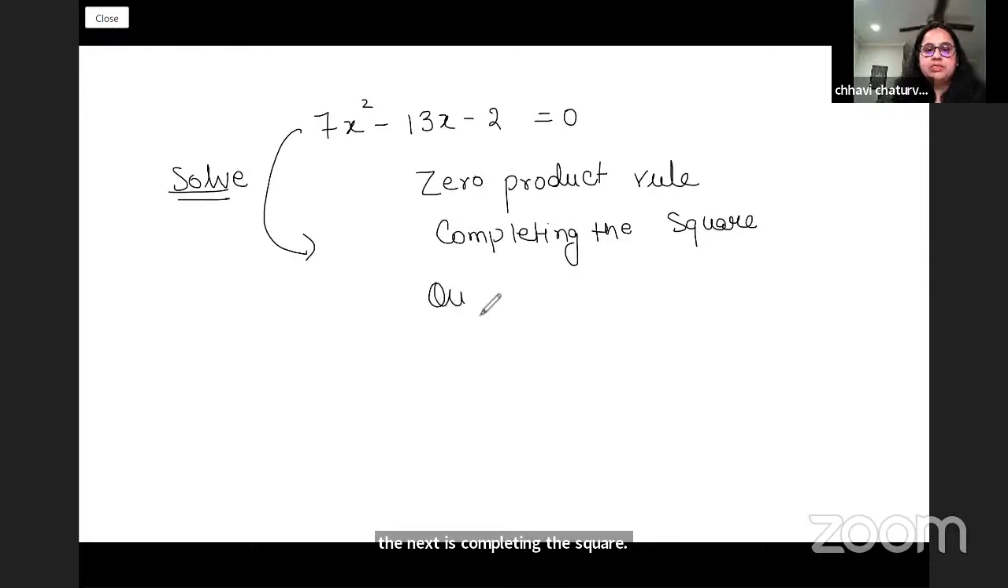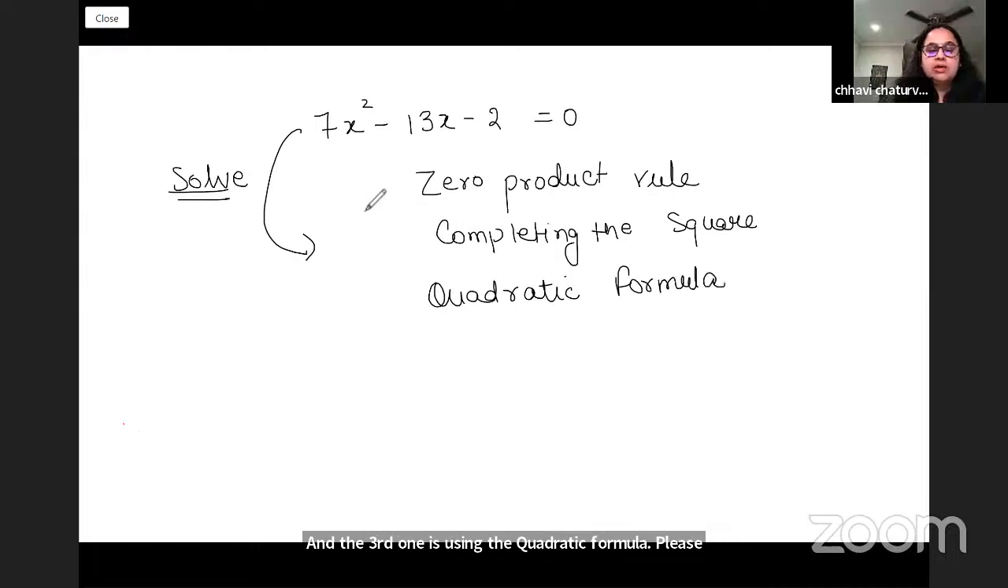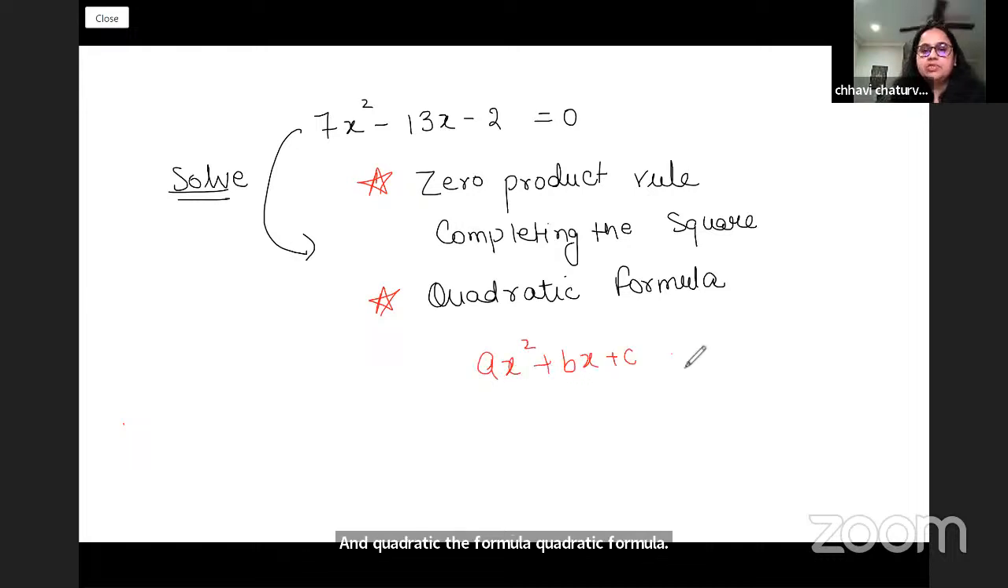And the third one is using the quadratic formula. Please remember that in those two methods, the zero product rule and the quadratic formula, you should have 0 on one side. Only then can you apply those rules or properties. In completing the square, you should have the constant on the other side of the equals sign.